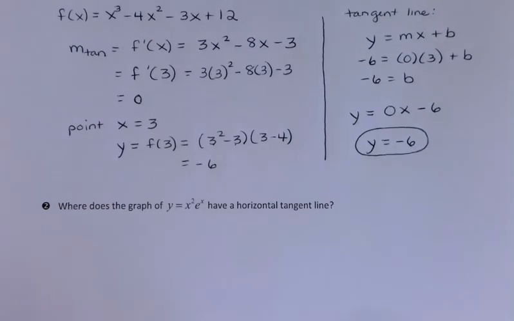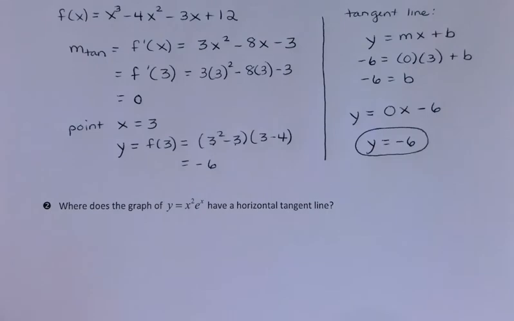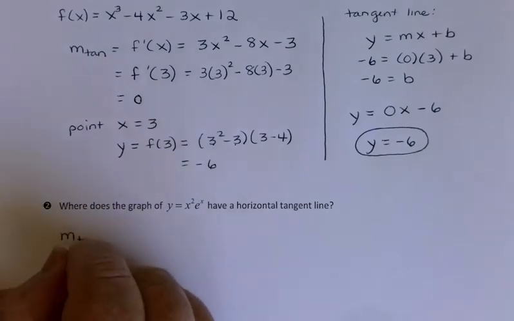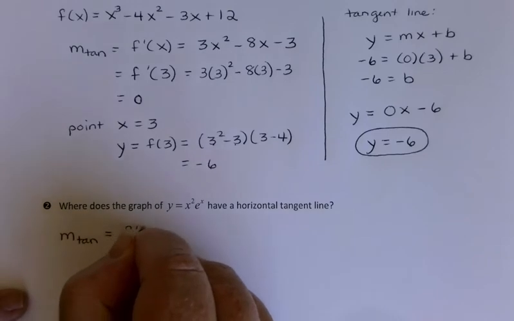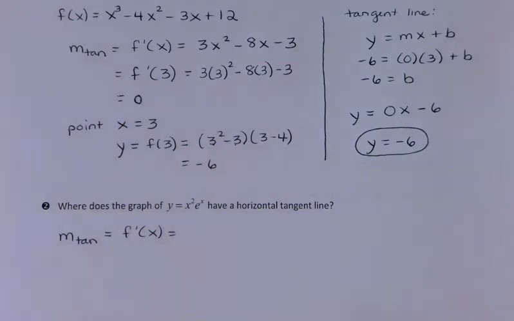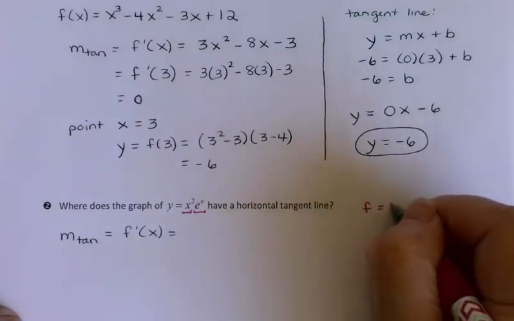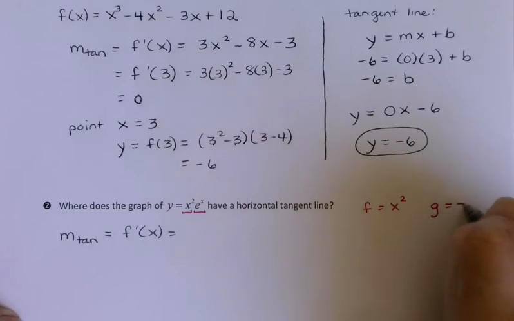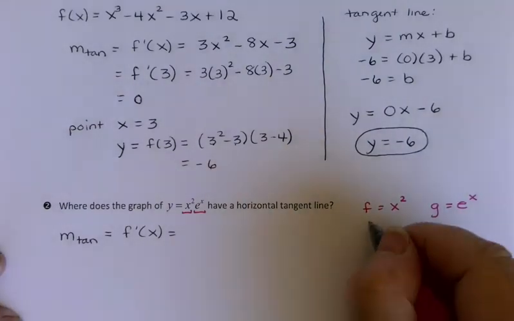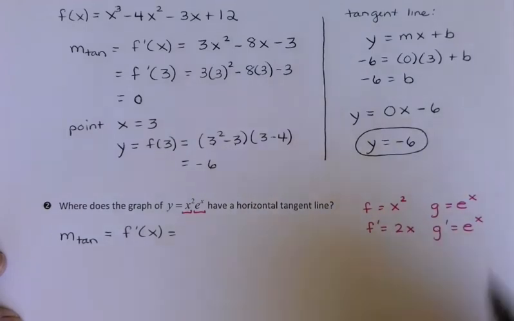Where does the graph of y is equal to x squared e to the x have a horizontal tangent line? So this time, we would like to take a look and say we know how to find an equation for the slope. Let's go ahead and do that. Slope of our tangent line is always f prime, the derivative. And in this case, I'll need to use a product rule to get my derivative. So f is going to be x squared, and g is going to be e to the x, meaning f prime is 2x, and g prime is still e to the x.